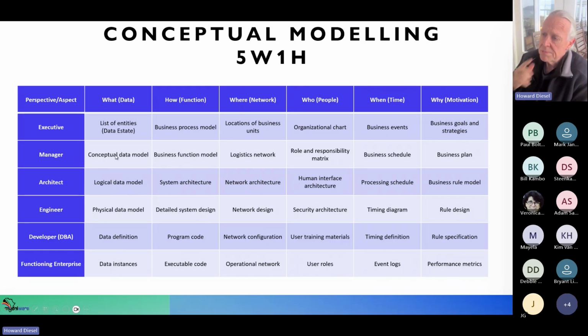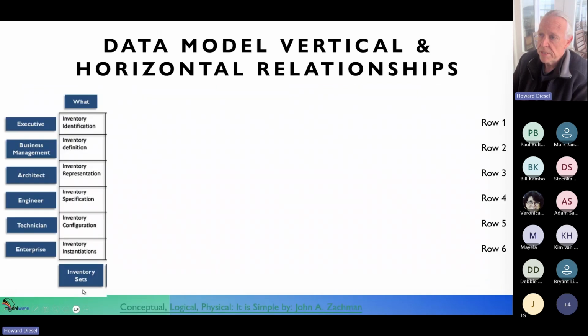Now, what's important about Zachman is please don't think you're just going vertical all the way down. At each level, you also need to go horizontal. So the conceptual data model will then build a function model that collects and aggregates and CRUDs the data. And then you have logistics around the functions. You have roles and responsibilities. You have a schedule, and you have a business plan. Can you see how they develop? Not only are we going down the vertical, we're also going horizontal. So it's important to recognize that as we come down.